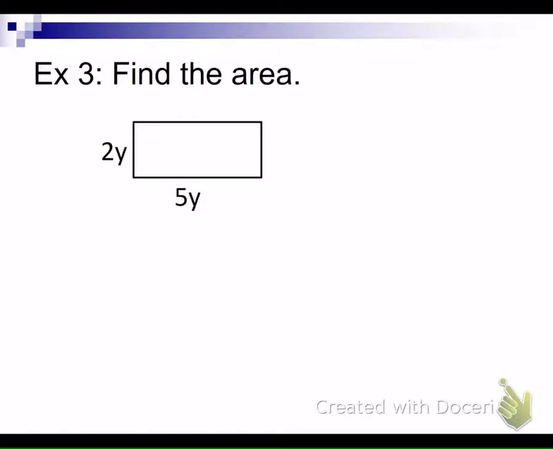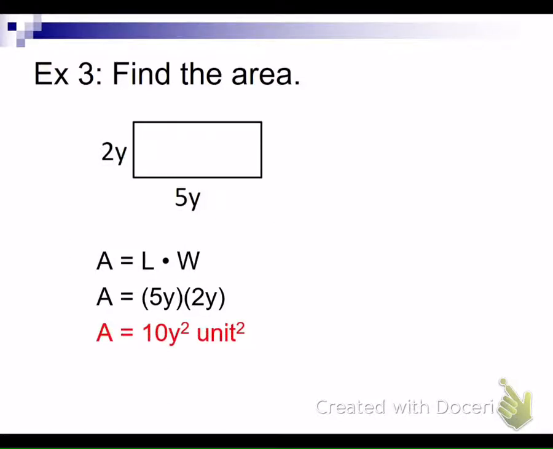Example 3. Find the area. How do I find the area? You multiply the length times the width. Good. So for this problem, I'm going to do 5y times 2y, which is what? 10y squared. When you're doing a real life problem, you should label it. When we're talking about area, it's square units, which is written as units squared. Be careful on these.